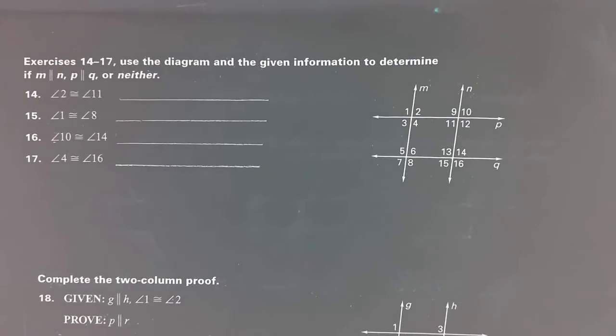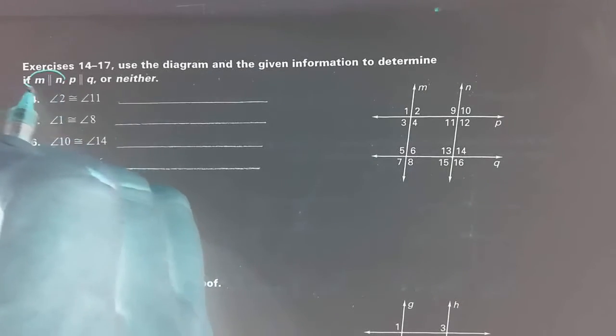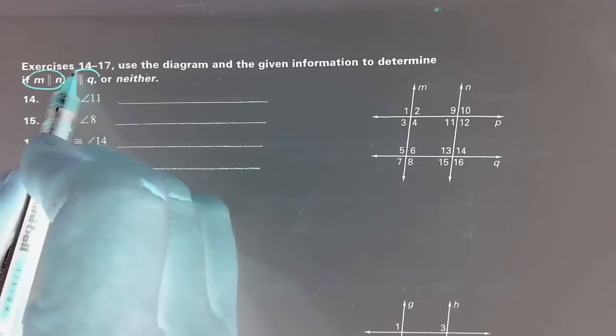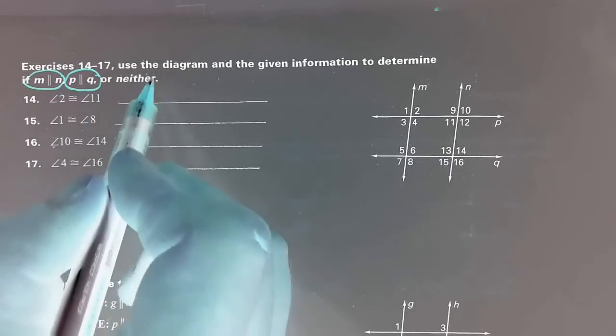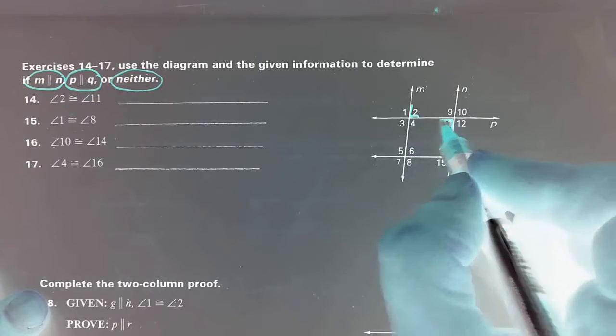9.9 repeated. Use a diagram and the given information to determine if M is parallel to N, P is parallel to Q, or neither. Those are your choices, those 3 things I just put in a bubble. You got 3 choices here. So number 14, they tell me that angle 2 is congruent to angle 11. Well, here's 2 and here's 11.